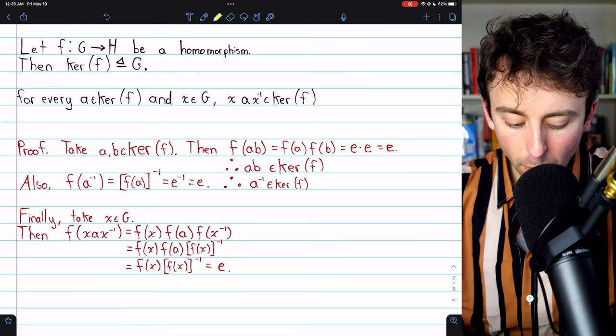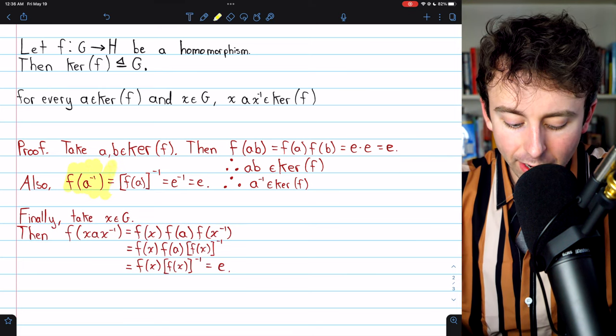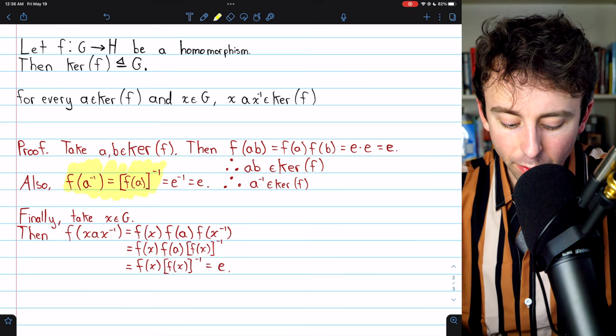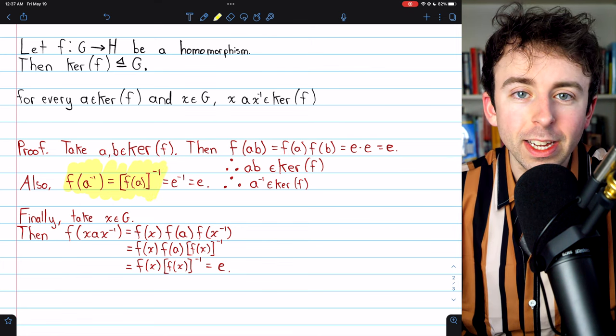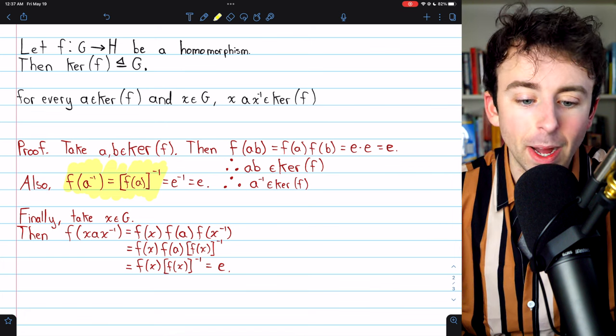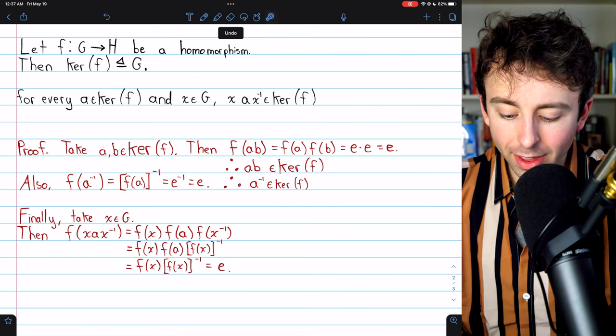And let me just say one more time, this first step, F of A inverse equals F of A, inverse, is a basic property of homomorphisms. You can prove it yourself pretty easily, or check the description for a link to my lesson proving it. All right, let's move on to this last step.